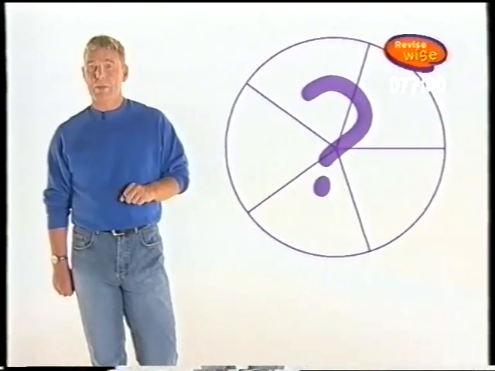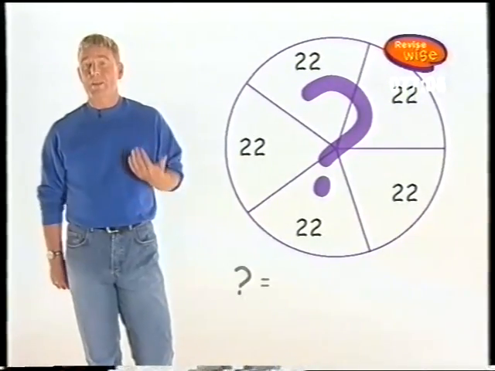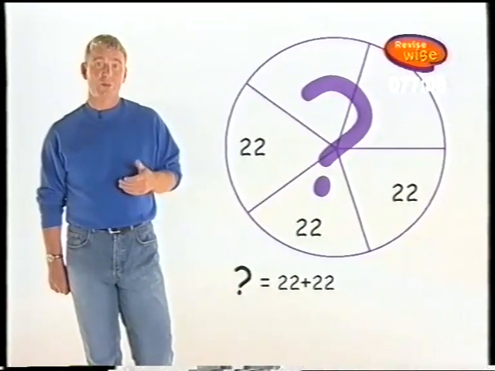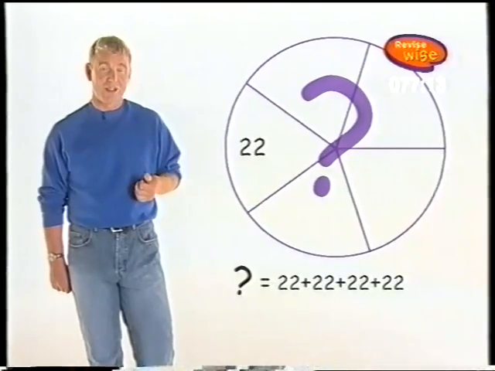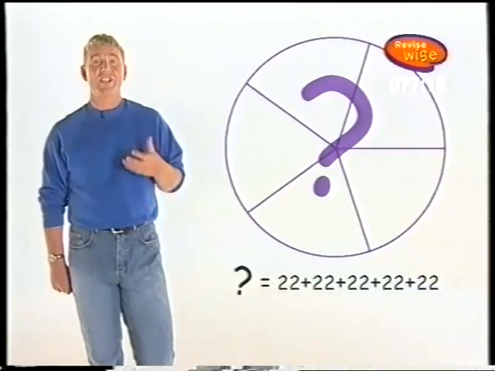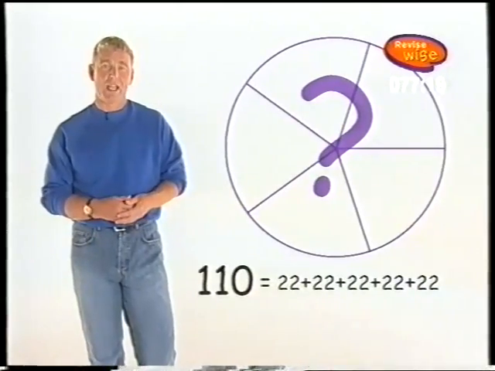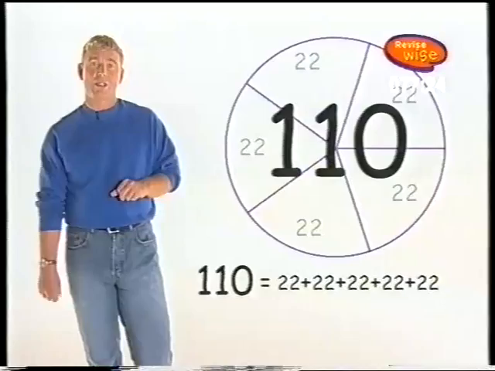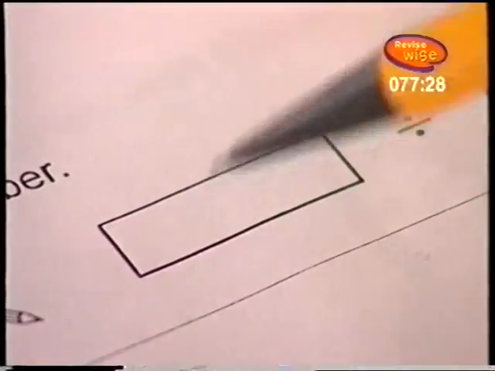Well, there's a big something, divided into 5 parts, and each of them is worth 22. So the something we're looking for equals 22 plus 22 plus 22 plus 22 plus 22. That's 5 times 22 equals 110. So 110 divided by 5 equals 22. So I'll write 110 in the box.